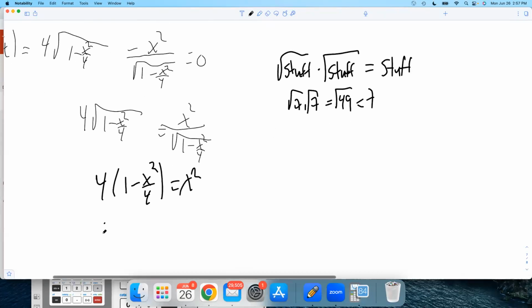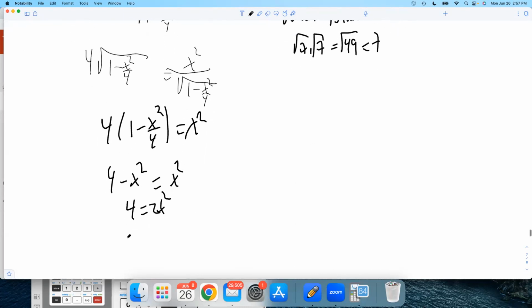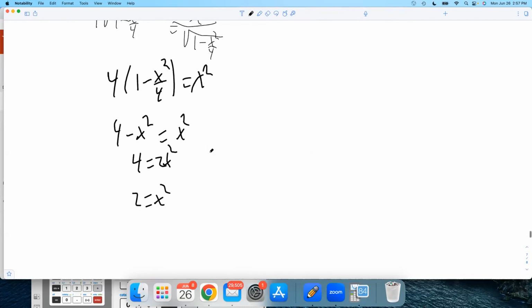Now I would distribute here and get 4 minus x squared equals x squared. Move the x squared over. 4 will be 2x squared. Divide by 2. Take square root of both sides. We don't have to worry about the negative one because we've already said our domain is 0 to 2. We get x equals square root of 2.